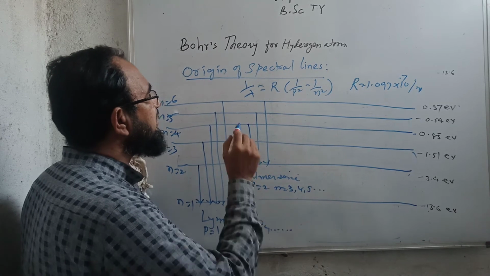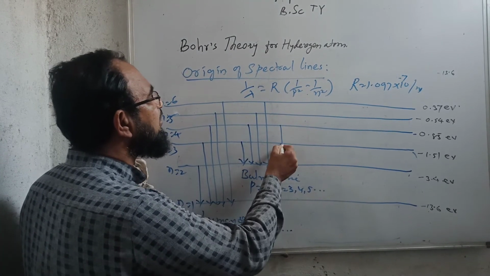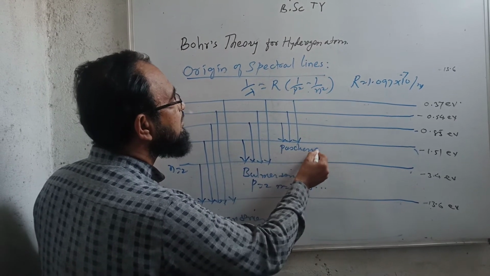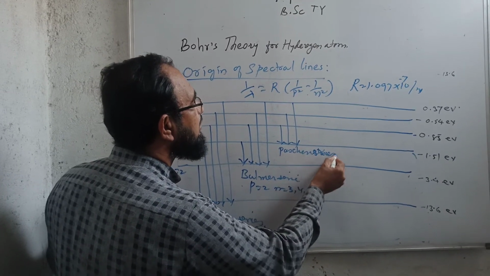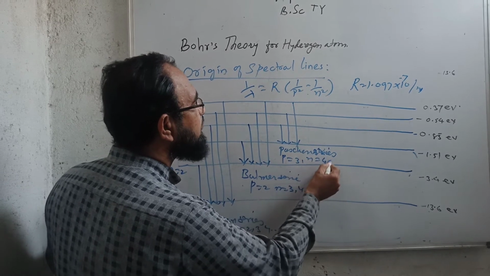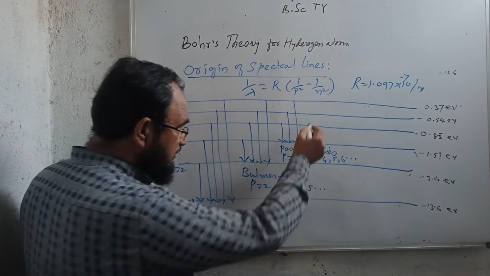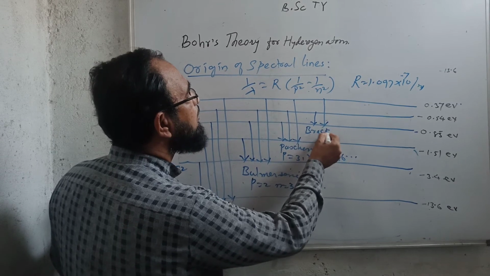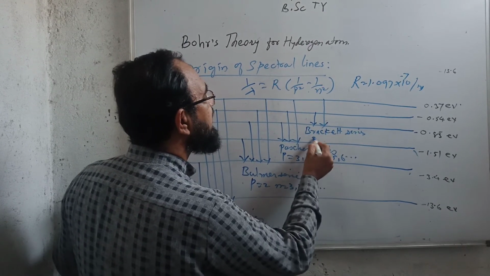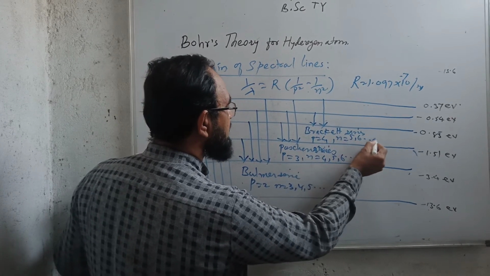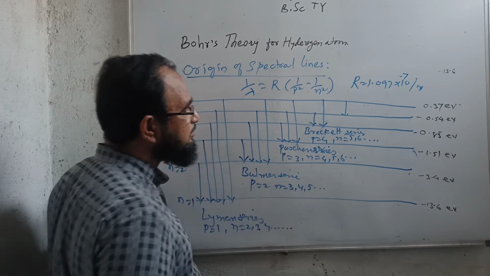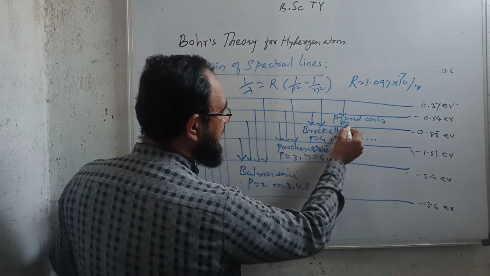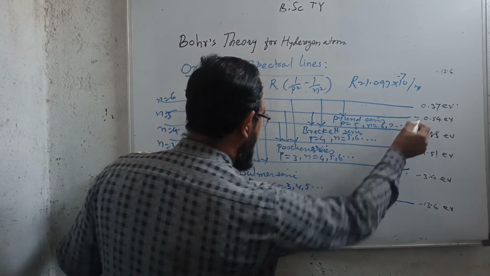So here, when the electron jumps from the higher to the third orbit, then also there is origin of the spectral lines. It is called as a Paschen series. p equal to 3, n equal to 4, 5, 6 and so on. When an electron jumps from the higher to the fourth orbit, it is called as a Brackett series. And here p equal to 4, n equal to 5, 6 and so on. When electron jumps from the higher to the fifth orbit, it is Pfund series. And here p equal to 5 and n equal to 6, 7 and so on.